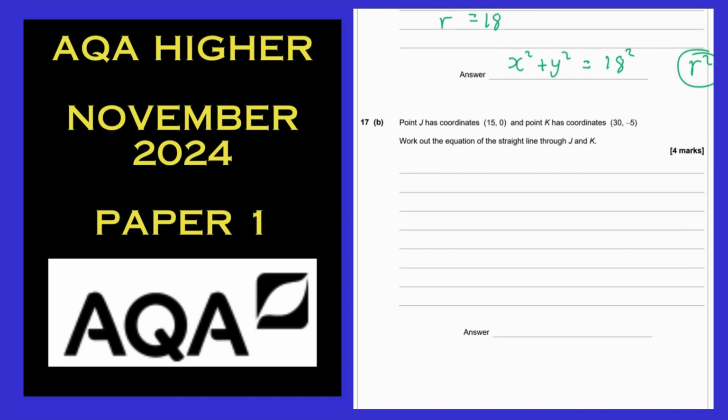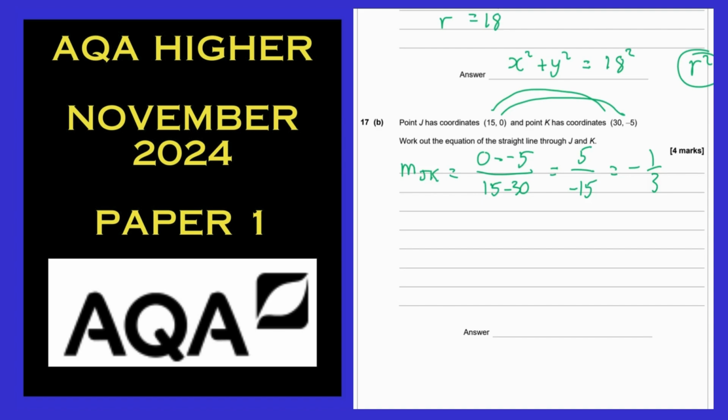17b. Work out the equation of the straight line. Whenever you're asked for equations of straight lines, good news, we know coordinates. Bad news, we don't know the gradient. There's your first job. The gradient of the line from J to K, change in y's over change in x's. So I'm going to do 0 minus -5, because change means difference, which means subtract. Keeping the order the same, 15 take away 30. So the numerator gives me 5, denominator minus 15. You don't have to simplify it, but obviously it's easy enough. There's no perpendicular going on, so we don't have to flip it or any rubbish like that.